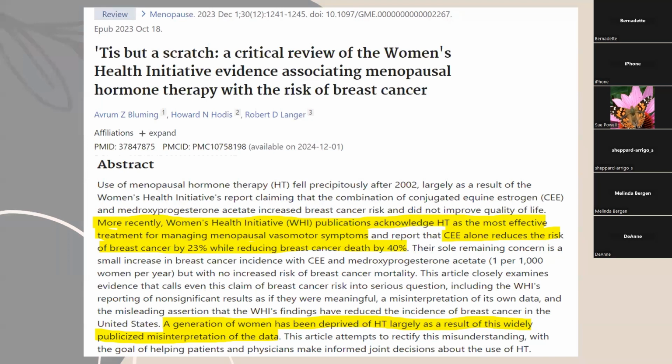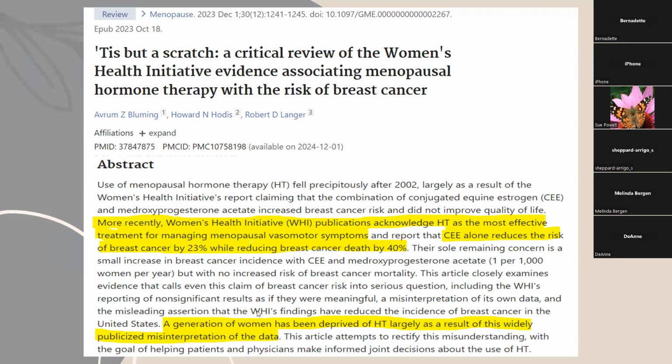More recently, the Women's Health Initiative publications acknowledge hormone therapy as the most effective treatment for managing menopausal vasomotor symptoms, and that conjugated equine estrogen alone reduces the risk of breast cancer by 23%, while reducing breast cancer death by 40%. And then here, I didn't highlight this, but the sole remaining concern is a small increase in breast cancer incidence with conjugated equine estrogen and medroxyprogesterone acetate together. But remember, these aren't the bioidentical, these aren't the natural hormones, these are the synthetic hormones. But a small increase, 1 per 1,000 women, but no increased risk of breast cancer mortality.